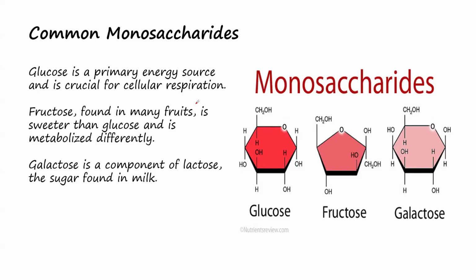And of course, we have fructose. Fructose is found in many fruits. It is sweeter than glucose, and it is metabolized differently. This fructose is sweeter than glucose, and it is found in many fruits.